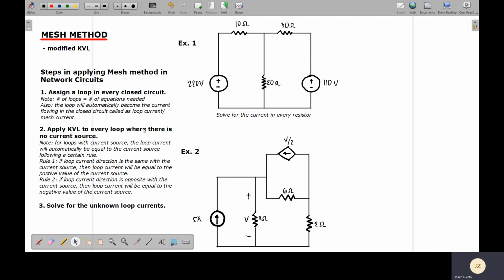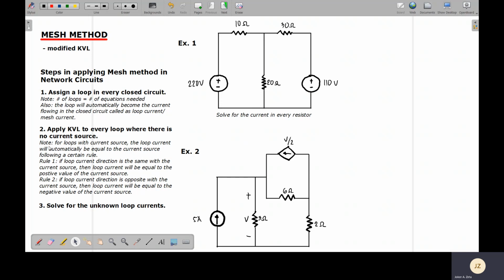Apply KVL to every loop where there is no current source. So as always, try to apply KVL to a loop where there is no current source. It's possible to apply KVL to a loop where there is a current source, but the problem is, again, you will just increase your number of unknown variables. So it's better to apply KVL to a loop where there is no current source. Now take note, how about if there are loops that have current sources within them?